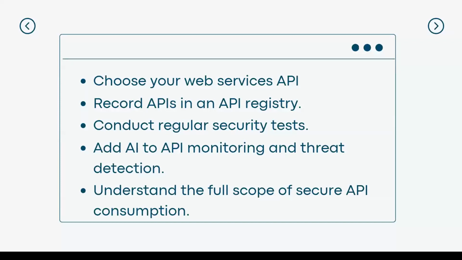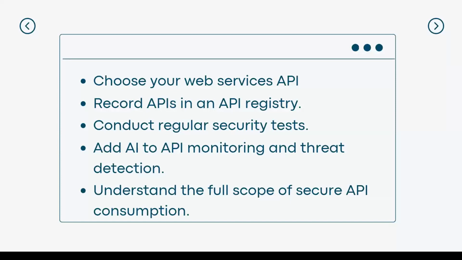Another thing we have is add AI to API monitoring and threat detection. Make sure you're using AI, not API, to monitor your APIs and to detect threats. As AI is advancing, it's good to leverage AI for API monitoring and threat detection.